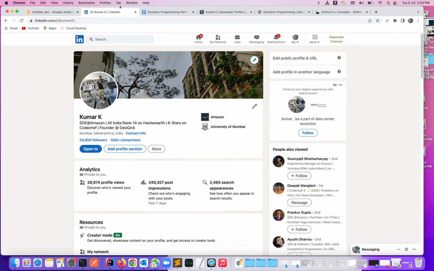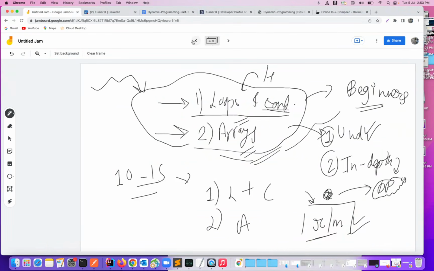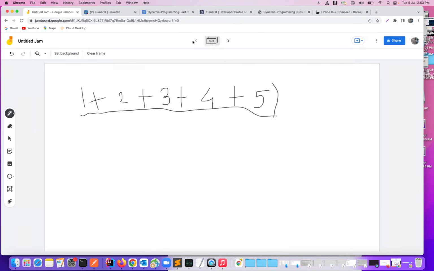So I think now it's the right time we start discussing DP. Let's clear up everything. Let's discuss a few things. Say we are given a problem, problem P. The problem is 1 plus 2 plus 3 plus 4 plus 5. Whenever we are given a large problem, what is the optimal thing to do?